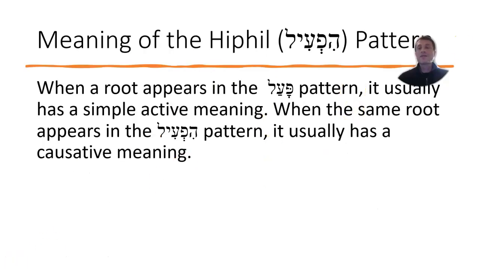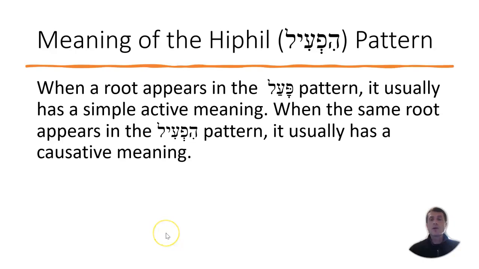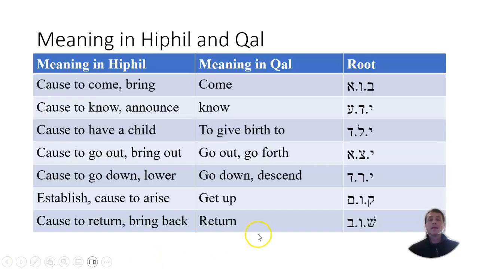All right, as we look at the hifil pattern, when a root appears in the kal stem or the pa'al pattern, it usually has that simple active meaning. But when the same root appears in the hifil pattern, it usually has a causative meaning. Although, as always, if you don't know the meaning of a verb and it's in the hifil stem, you always want to look it up in the lexicon under the hifil stem entry. Here are some examples of the meaning of verbs in the kal versus the hifil. Let's take a look at that top one, bo, which means to come in the kal stem. In the hifil, it means to cause to come or to bring.